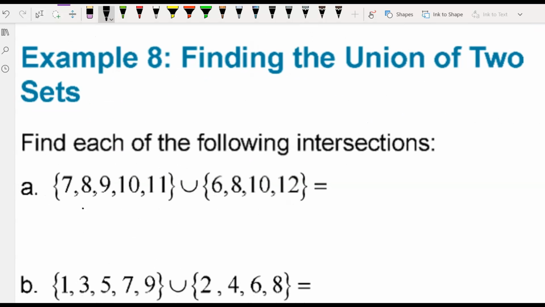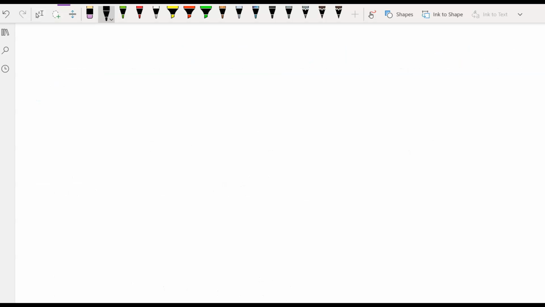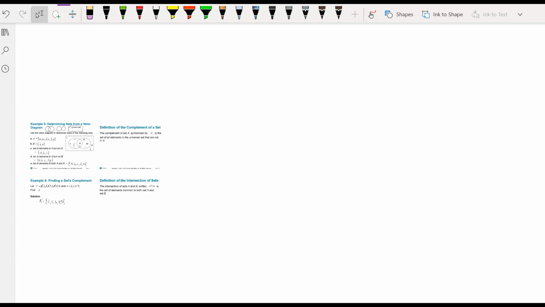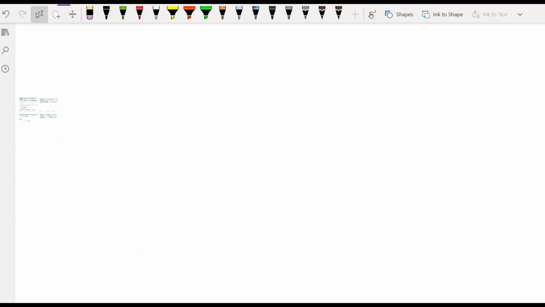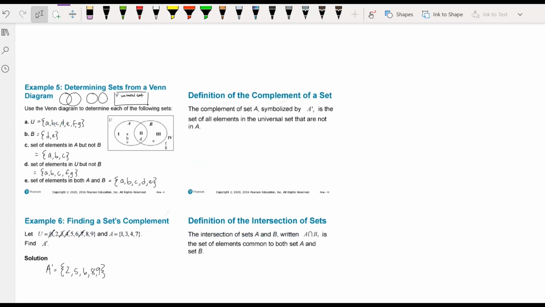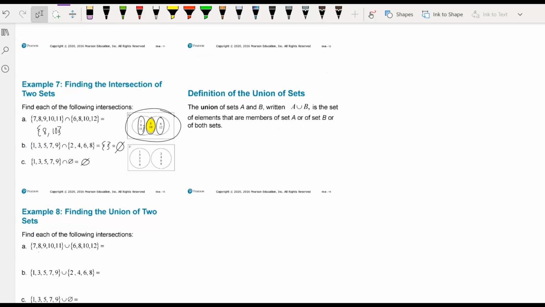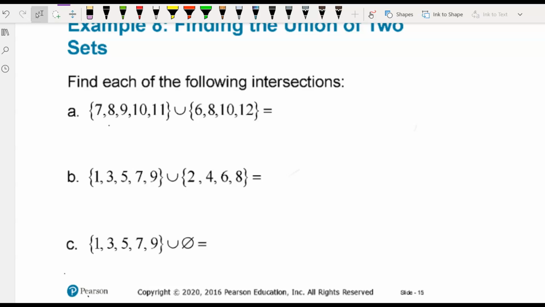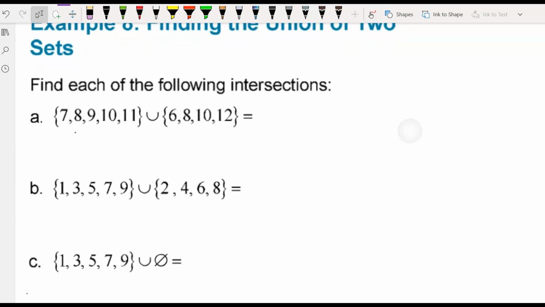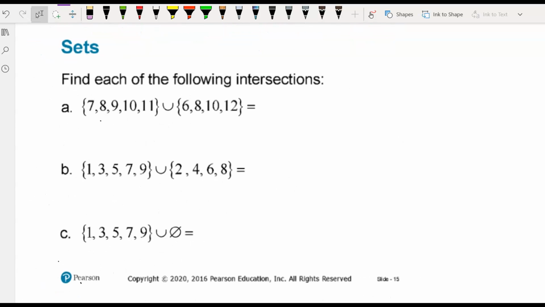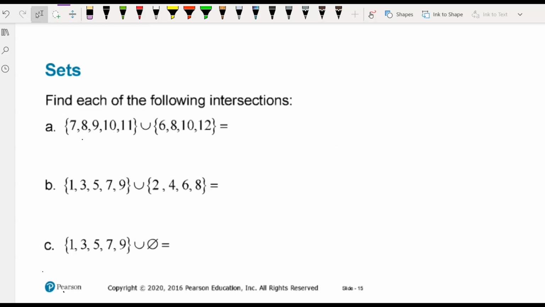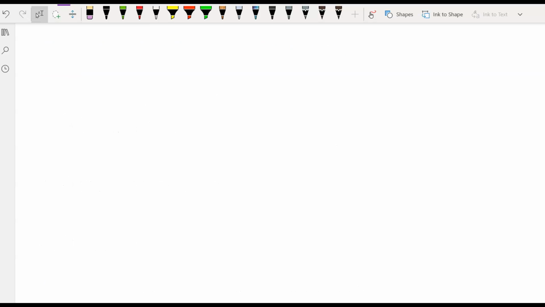All right, so looking at those, it decided it didn't like that. Oh, where did it go? It zoomed out all the way. There we go. All right, so find each of the following. It keeps doing that.